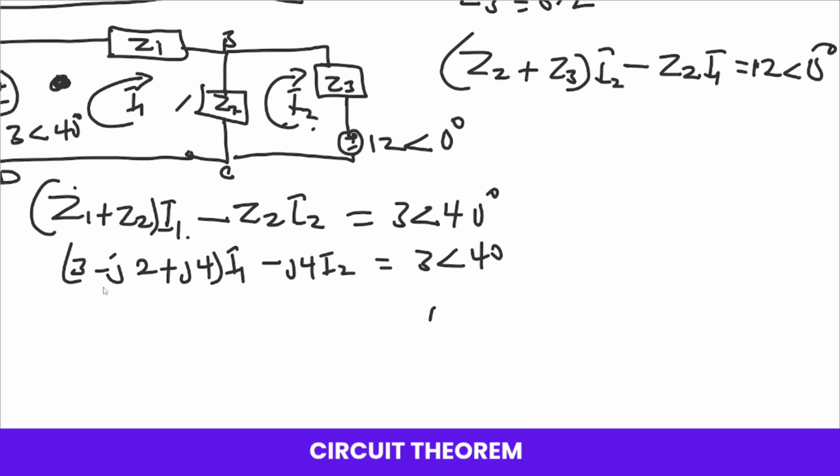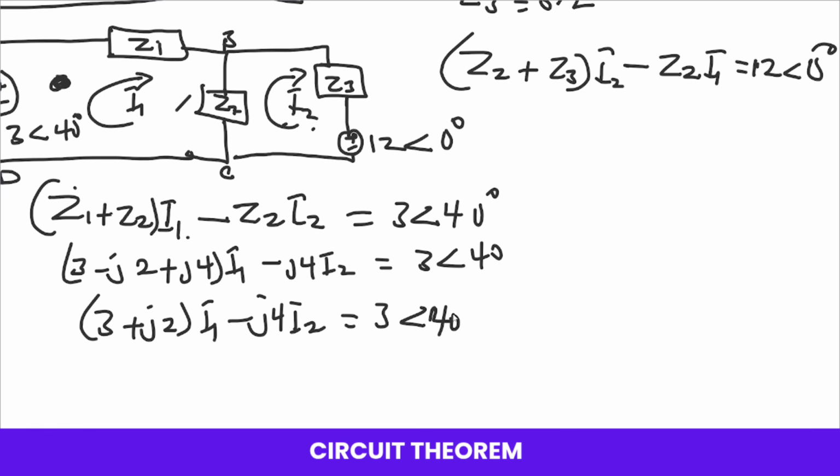We are going to get 3 minus J2 plus J4, and that will give us 3 plus J2, all multiplied by I1. That's equation 1. And then we have this side, minus J4 I2, and this should be equal to 3 angle 40 degrees. Okay, let's move on to this side.